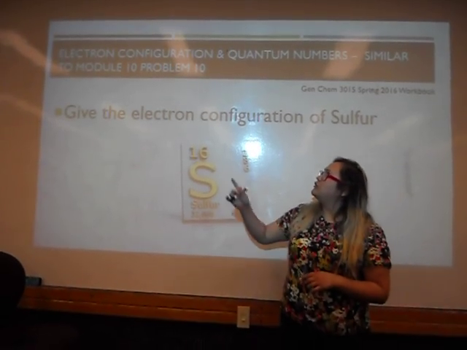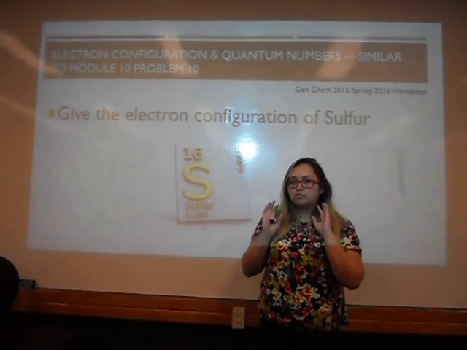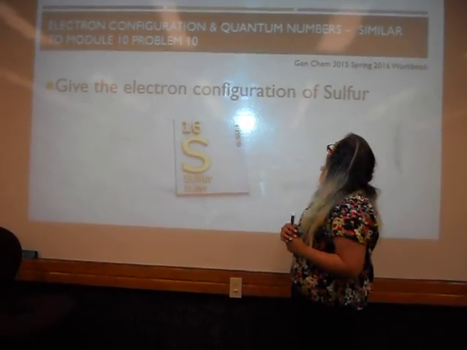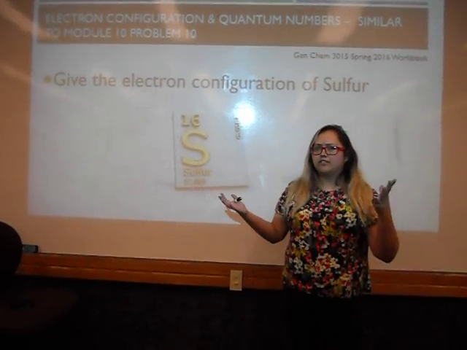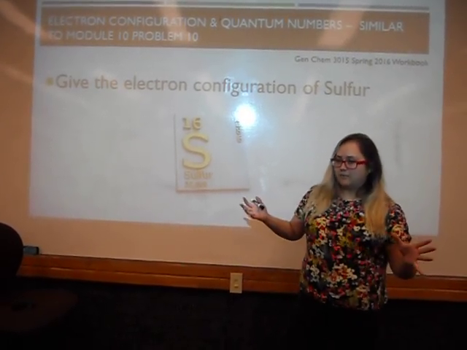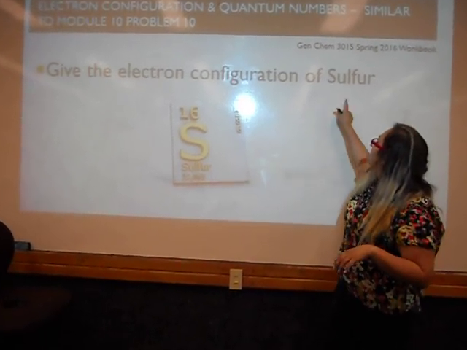If you want to get a grasp of what I'm trying to explain, you can look at your module 10, and this is similar to problem 10. And this is the Gen Chem 1305 Spring 2016 workbook. Hopefully you have something of use. So the example today is the electron configuration of sulfur.